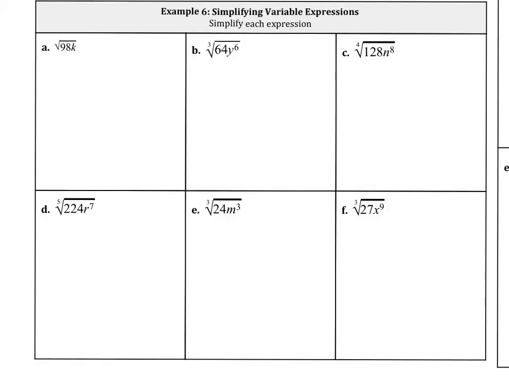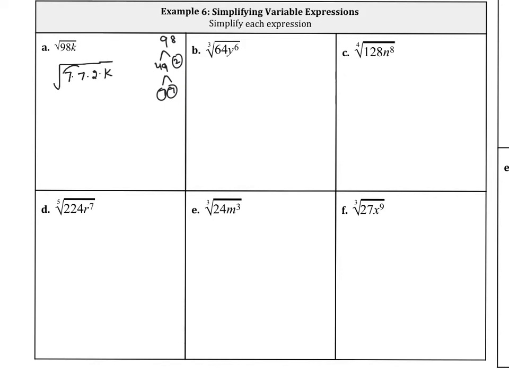Next, you can see example number 6, simplifying variable expressions. In this case, unlike the previous examples, you have a variable as well. And the way of doing this is still the same. You're going to find the prime factors for letter A, and then you're going to make a pair and take out one number from each pair. So the prime factors are 49 times 2, and that's 7 times 7 times 2.